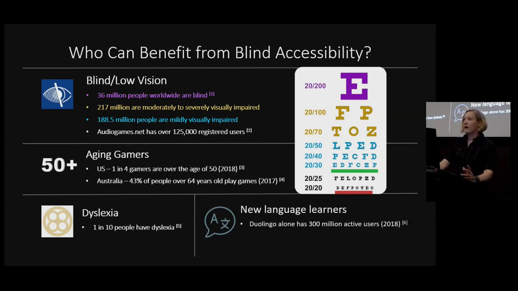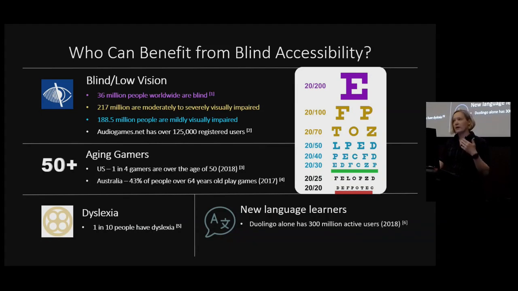You also have aging gamers, who could be at risk of losing their sight. So I really wanted to find some worldwide statistics, but this was the best I could find. But for the US, 1 in 4 gamers are over the age of 50. And in Australia, 43% of people over 64 years old play games. I wouldn't be surprised if those numbers have risen since these statistics.